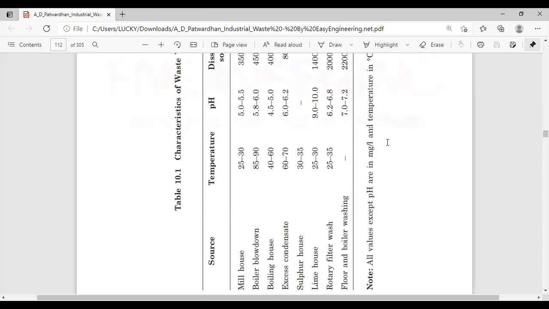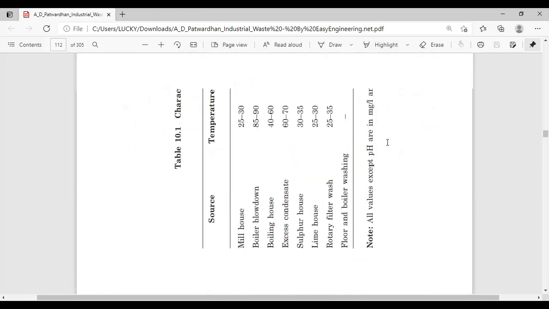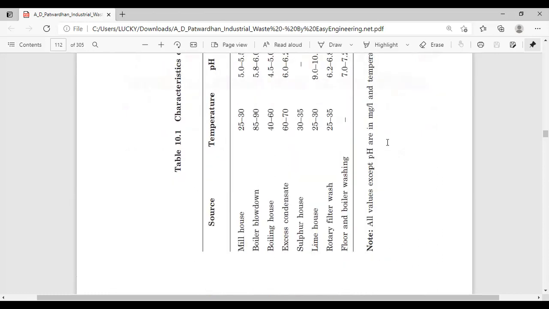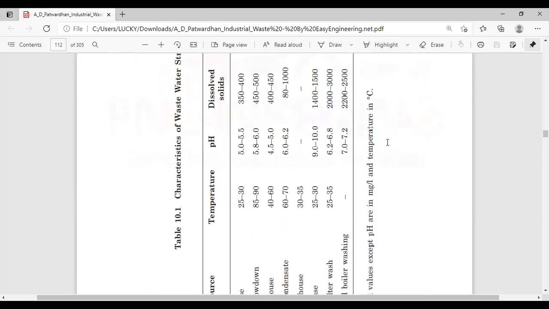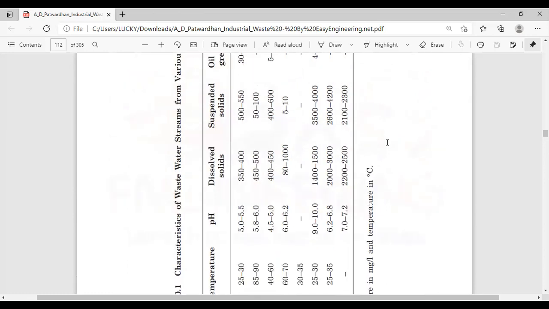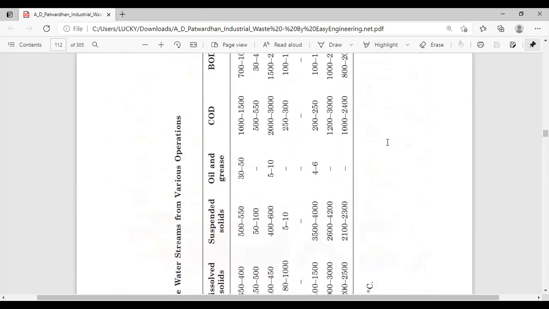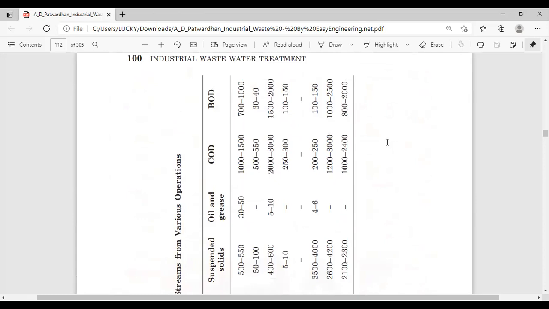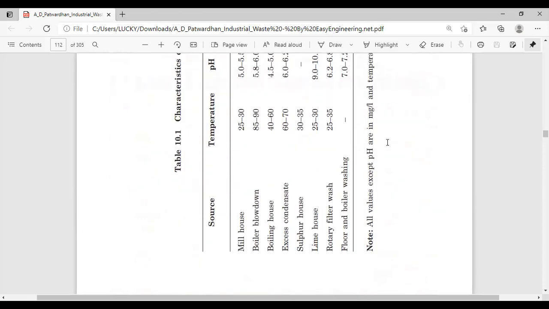All values except pH are milligram per liter and temperature in degrees centigrade. Here, for the mill house, temperature 25 to 30, pH 5 to 5.5, dissolved solids 350 to 400, suspended solids 500 to 550, oil and grease 30 to 50, COD is 1000 to 1500, BOD is 700 to 1000 milligram per liter.